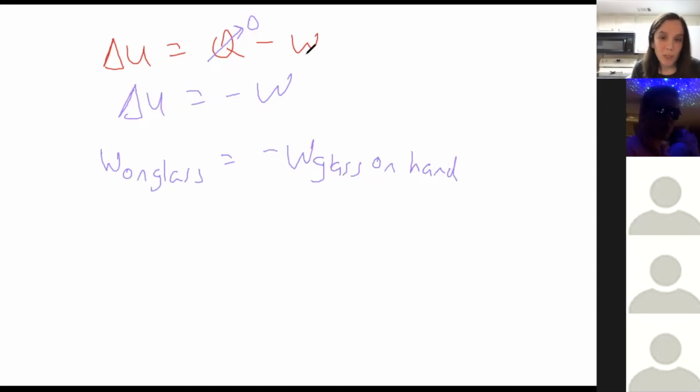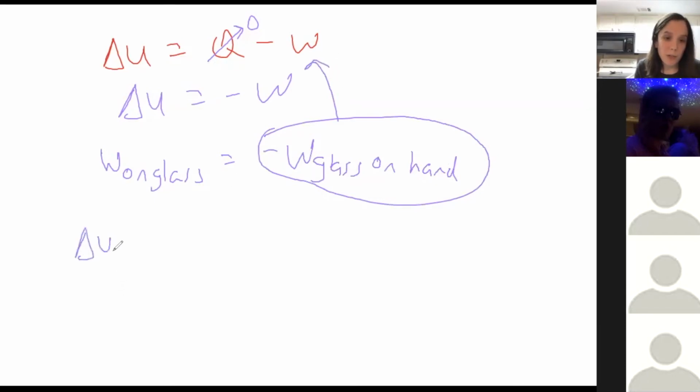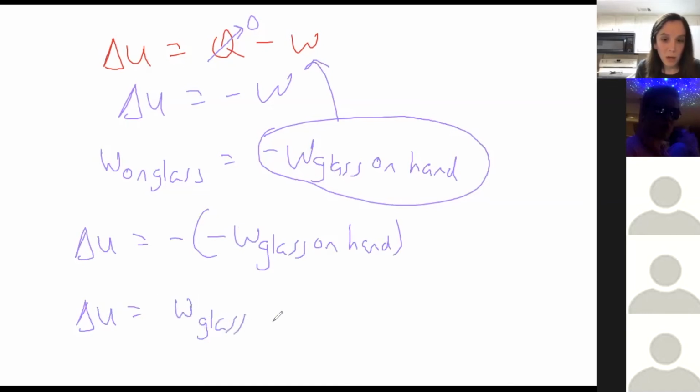And remember what W represents in this equation. It's what the object does to the surroundings. So we would put this into here. And we now would have delta U equals negative W, the work that the glass does on the hand. So now our equation becomes delta U equals the work that the glass does on the hand. So we said before that there's about 24.2 joules of energy or work being done per slap.